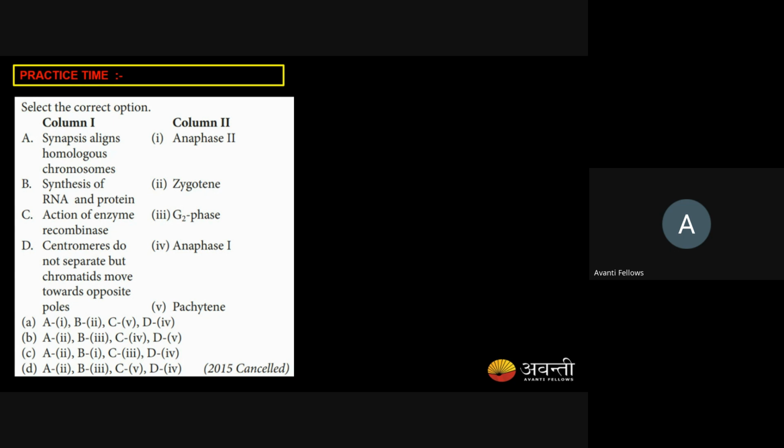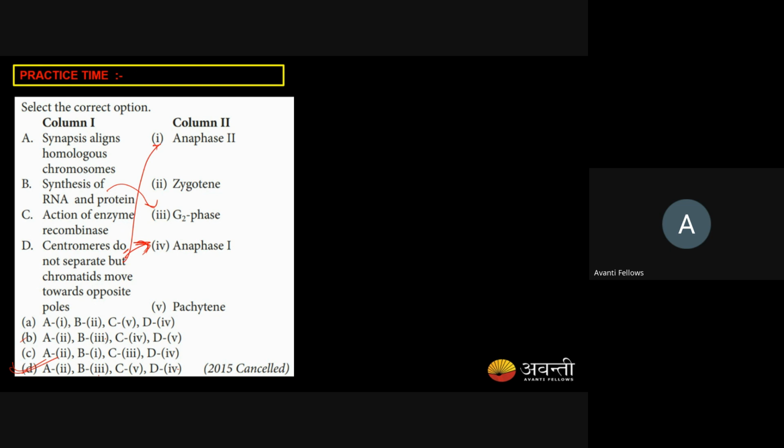Ma'am, it would be C. Okay, let's check the answer. Synthesis of RNA and protein happens in G2 phase, so B should be third. Accordingly, B and D can be the correct answer. Centromere does not split, but chromatids move toward opposite poles. This is anaphase 1, sorry. So D should be fourth. The correct answer is D. Agree everyone? Yes, ma'am.